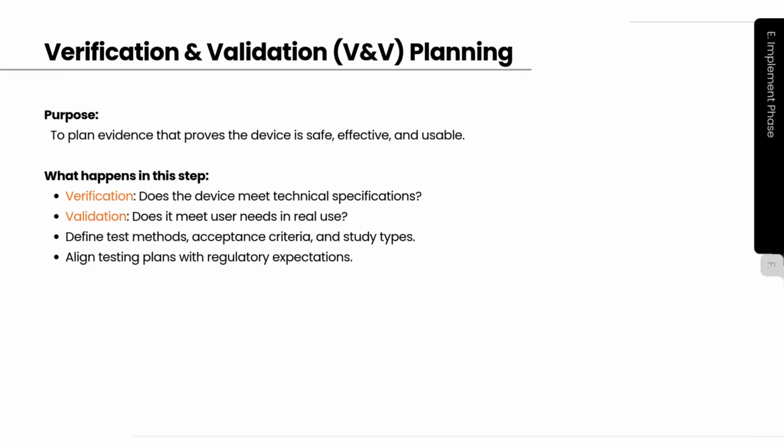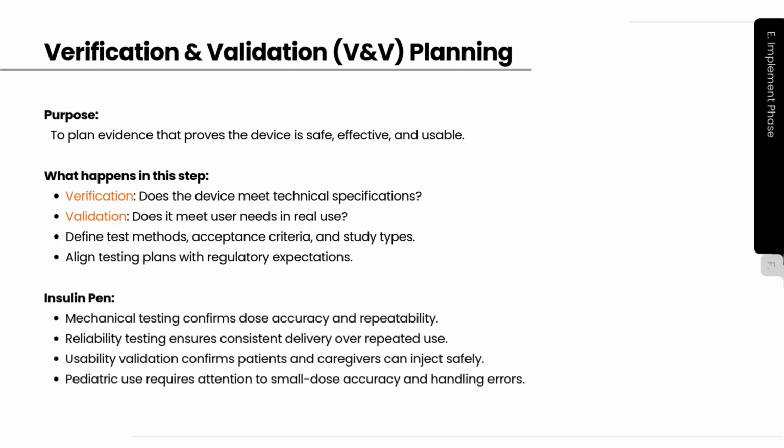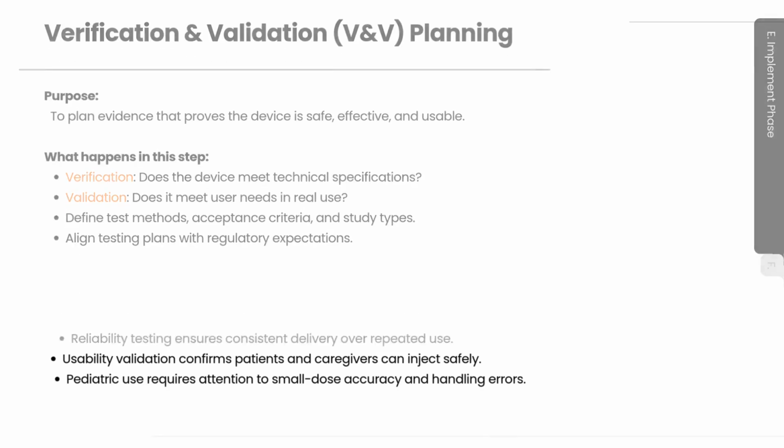This step plans the evidence needed to show that a device is safe, effective, and usable. Verification asks whether the device meets technical specifications, while validation checks whether it truly meets user needs in real use. For insulin pens, this includes testing dose accuracy, repeatability, and reliability, as well as usability validation to ensure children and caregivers can inject safely and consistently, especially when delivering small doses.